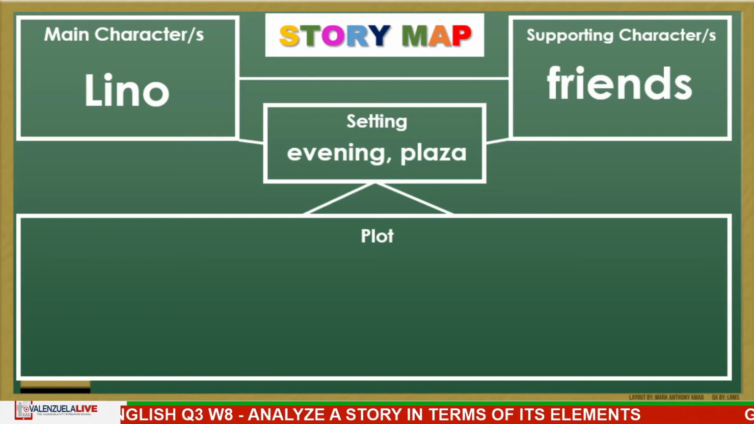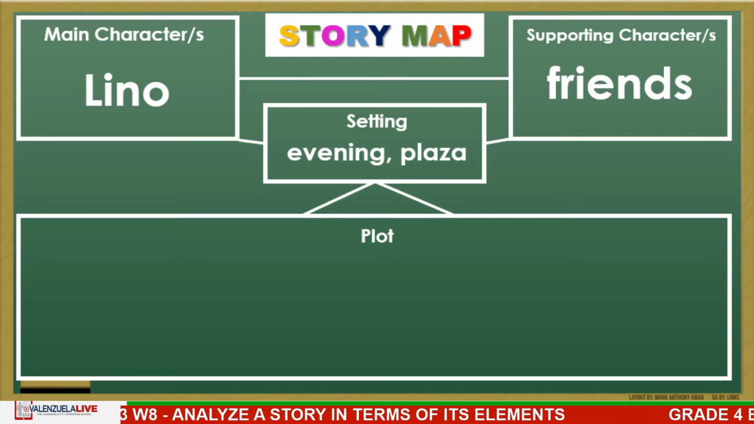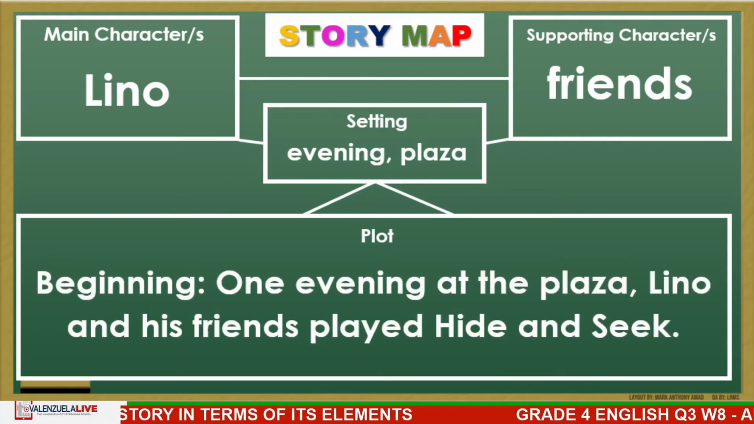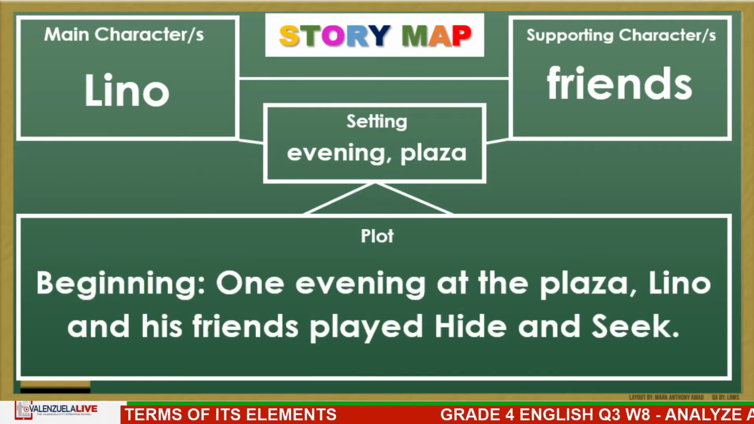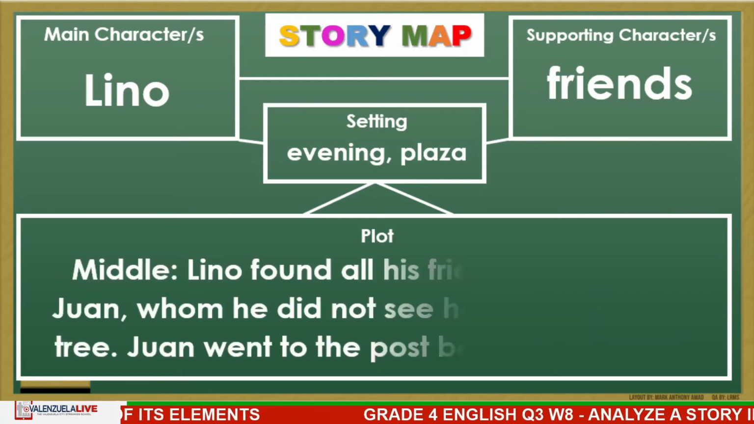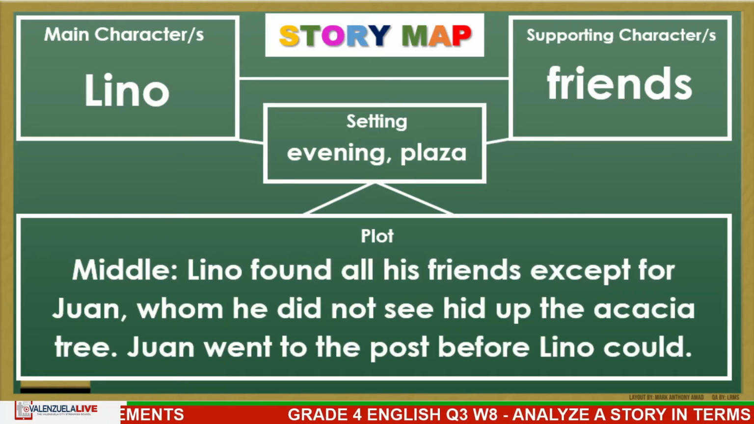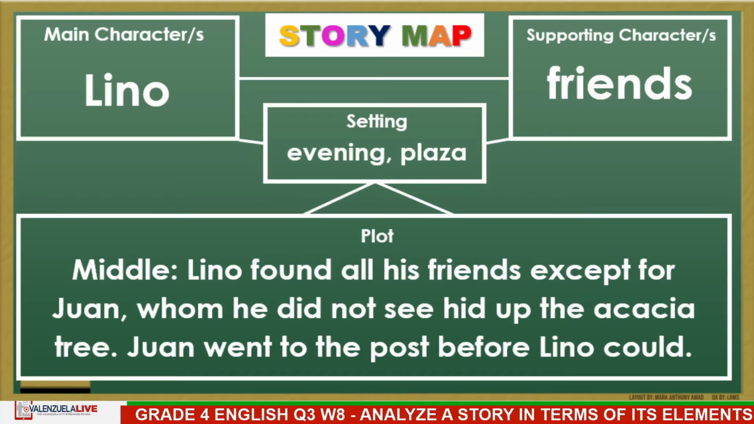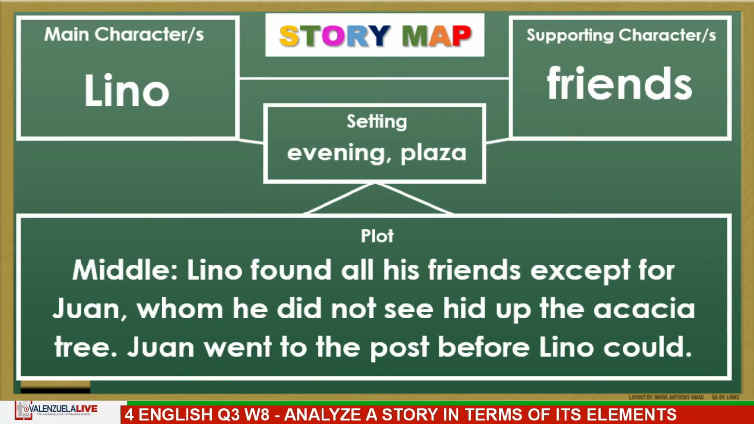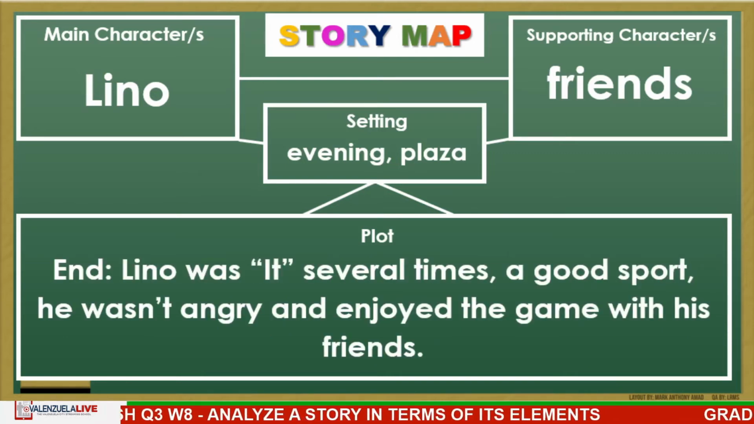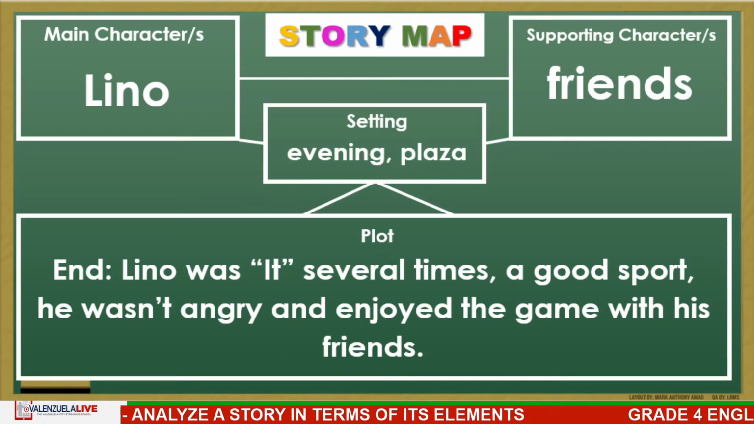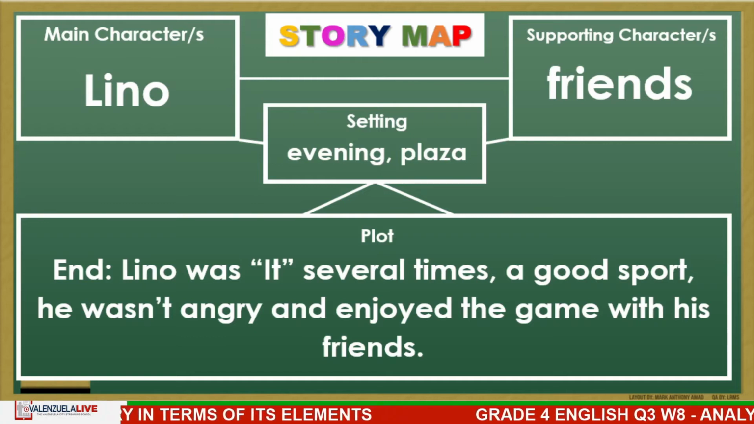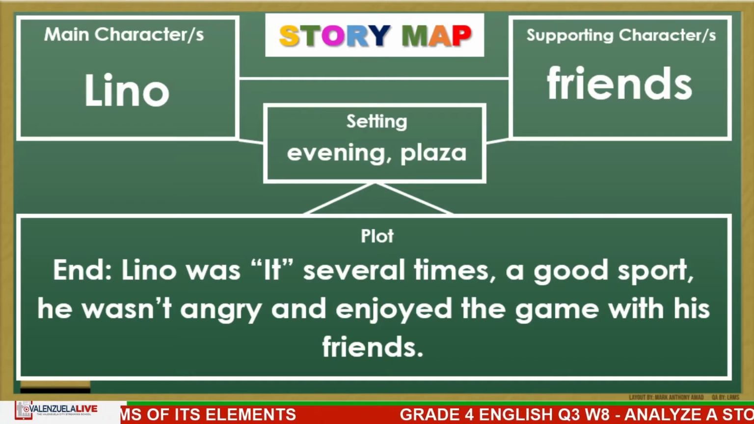Let's have now the plot of the story. Can you give the series of events that happened in the story? Good job! One evening at the plaza, Lino and his friends played hide and seek. Lino found all his friends except for Juan, whom he did not see, hidden up the acacia tree. Juan went to the post before Lino could. Lino was it several times, but as a good sport, he wasn't angry and enjoyed the game with his friends. Great effort, grade 4. Let's have the next activity.